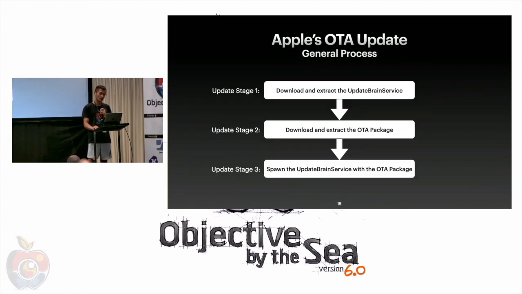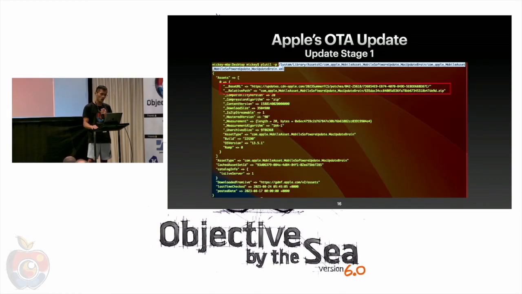The general update process could be abstracted into 3 phases. The first stage is to download and extract the update brain service. The second stage is to download and extract the OTA package. The third stage is to spawn the update brain service with the OTA package. Well, let's take a look at the first stage.